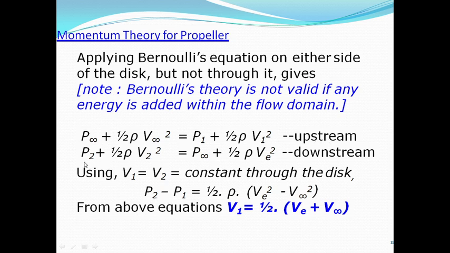So we will get P2 minus P1, and P infinity gets cancelled, and ultimately you will end up with something like this: the pressure difference is equal to half times rho times V squared minus V infinity squared. If I substitute this in the above equation, I will end up with the velocity at the actuator disk, V1, which is equal to half times V plus V infinity.